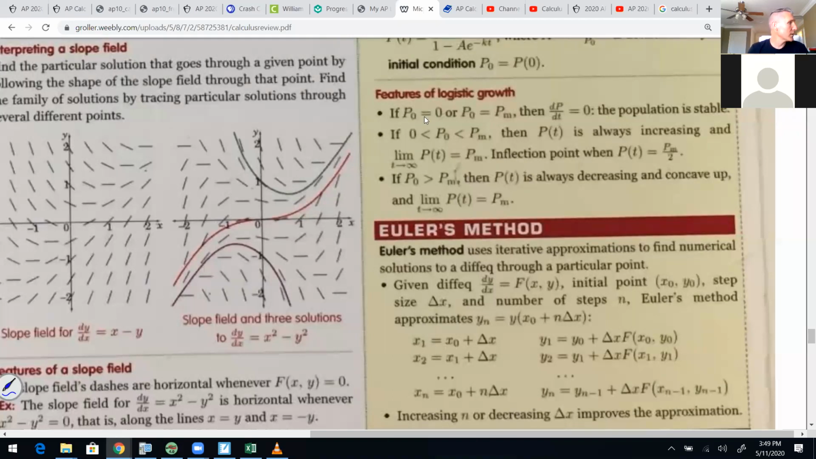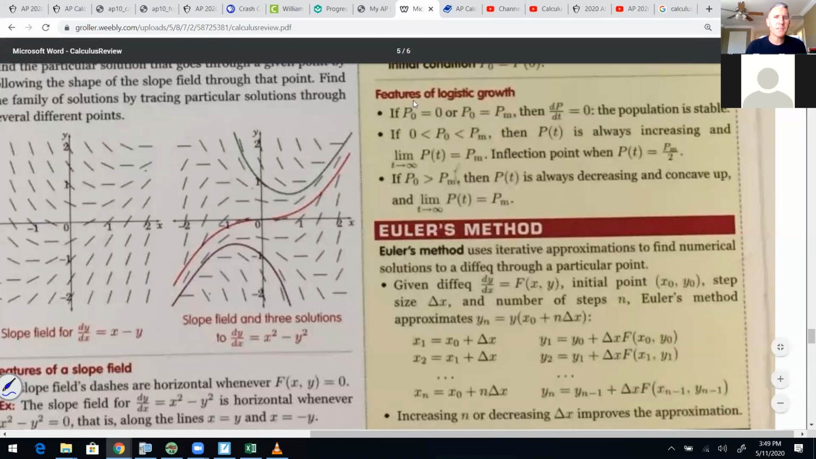Let's read just very quickly. It says, if the initial population is 0, well, think about that. You start on this island and you start with 0 alligators. What's going to happen? Well, there are no alligators to make more alligators. And so it will always just be 0, right? So nothing's going to happen there.